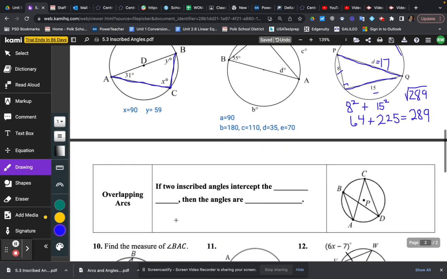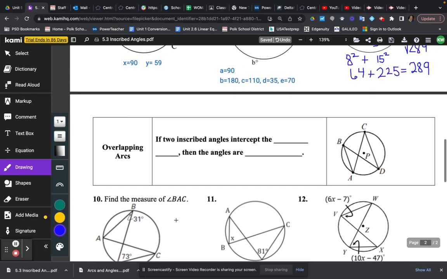Now, overlapping. So let's talk about overlapping arcs. And by overlapping arcs, I mean let's look at arc AD first. We'll look at it first, and then we'll actually look at it two different ways. There's actually two angles. There's angle A to B to D, an inscribed angle, but there's a second one, A to C to D.